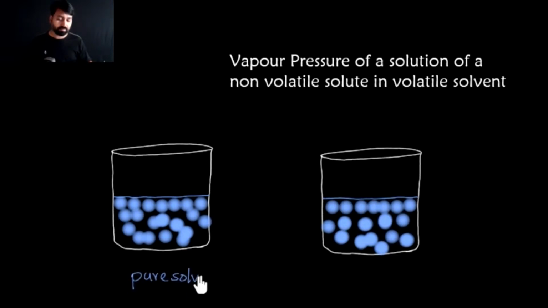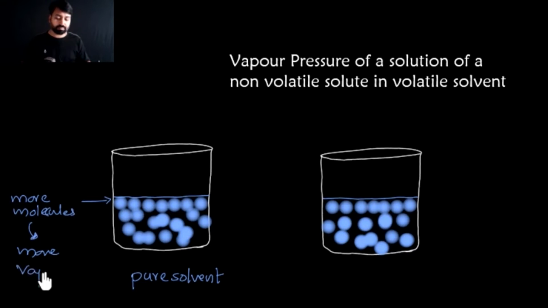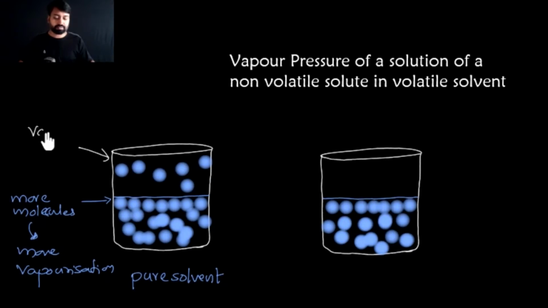In the pure solvent, the number of molecules present at the surface is more. So I am only discussing solvent molecules. There are more solvent molecules, therefore this implies more vaporization. So I will show some vapors here. This is the vapor, and it creates a vapor pressure. You can say that more vapor pressure will be there because more vapor is there.